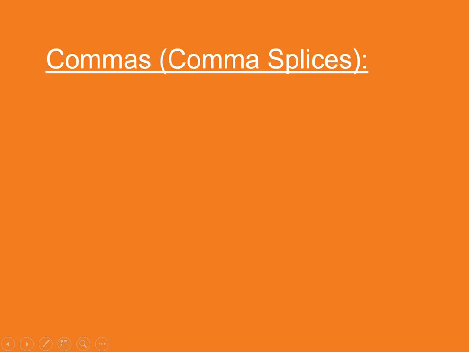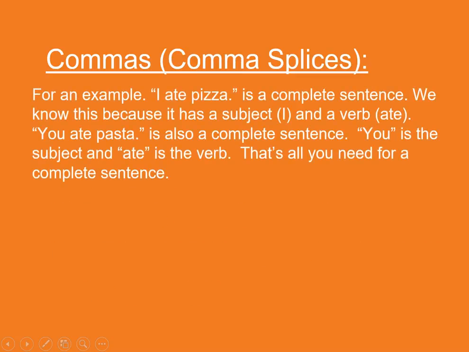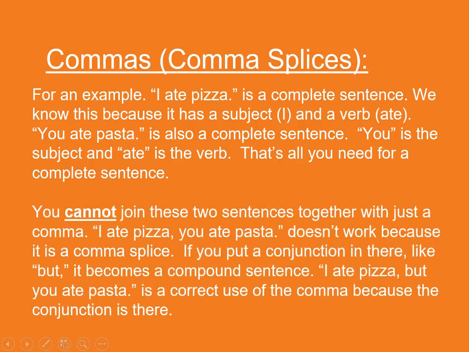Back to comma splices, though. So an example of a complete sentence: I ate pizza. That's a complete sentence. We know this because it's got a subject, which is I, and a verb, ate. You ate pasta, also a complete sentence. Why? This is your subject. This is your verb. That's all you need. A lot of people, though, are going to try to join these: I ate pizza, comma, you ate pasta. But you can't do this, because that's what everybody calls a comma splice.